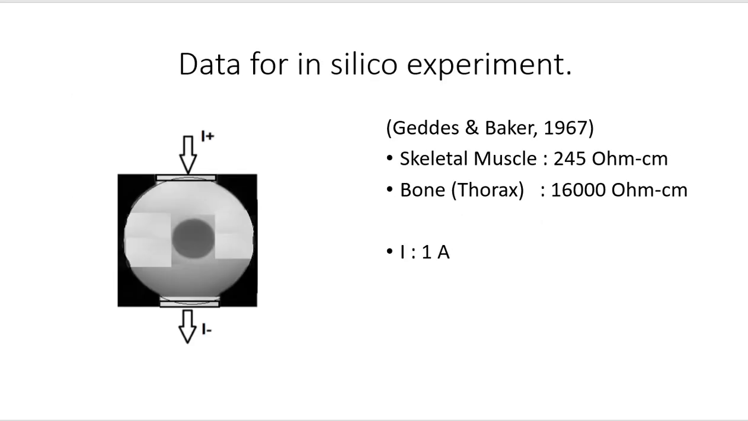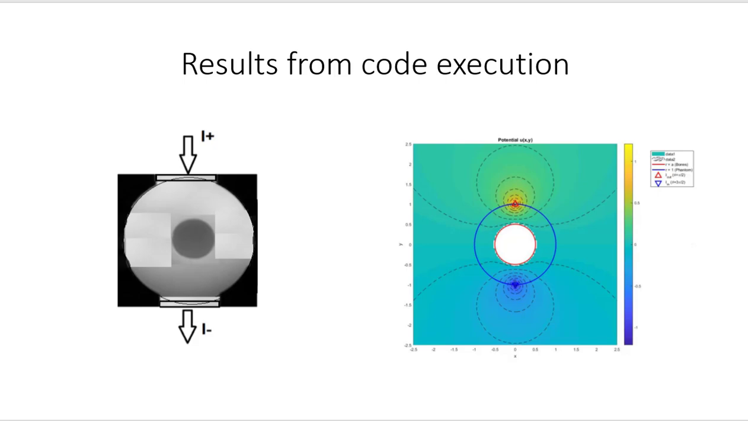In this experiment, we are using data from Geddes and Baker, where the skeletal muscle, which is the ring outside here, is assigned the value of 250 ohm centimeters, while the black circle inside is bone with a value of 16,000 ohm centimeters, and we inject current through the boundaries at the value of 1 ampere. So, we have the following results.